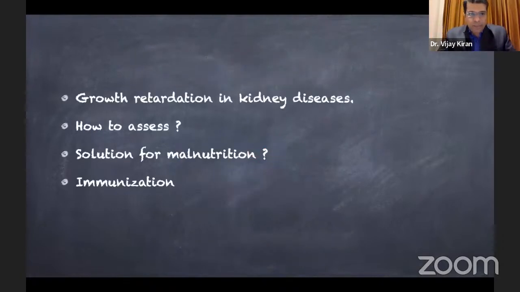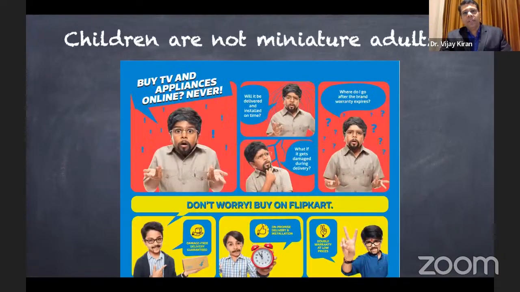So I will be talking about growth retardation in chronic kidney disease and how to assess this growth retardation, what is the solution for the malnutrition which we see in these children, and some slides about immunization. The reason why we are supposed to talk about this topic is that children are not miniature adults. We all know this. This is a dictum. Every pediatrician knows it. You must have seen these Flipkart ads where children are dressed up with gray hair, mimicking adults. But the same situation is not there in reality.